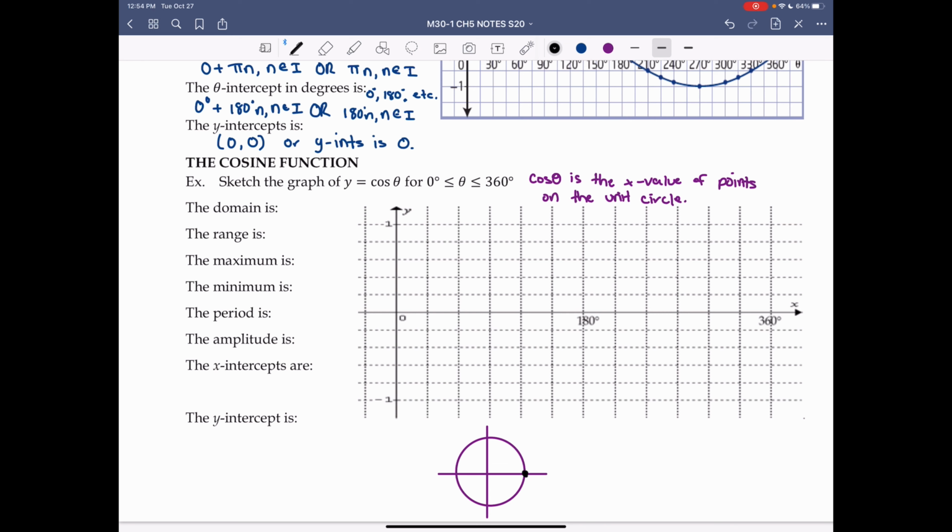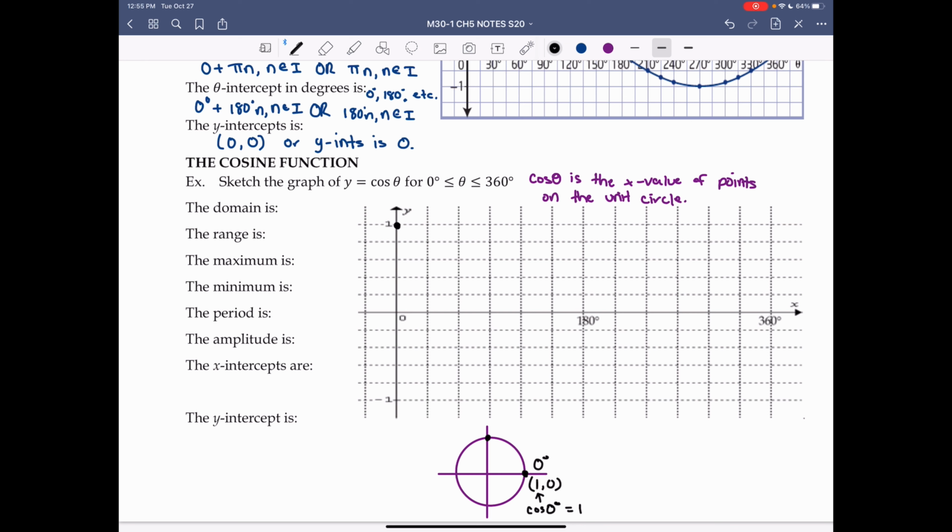So here at 0 degrees, our coordinate point would be 1, 0. Cos is the x value. So cos of 0 degrees equals 1. You can plot that on our graph. At 0 degrees on the x-axis, we have a y value equal to 1.